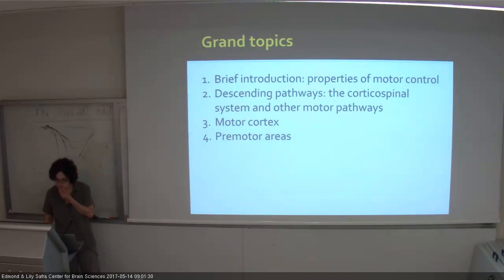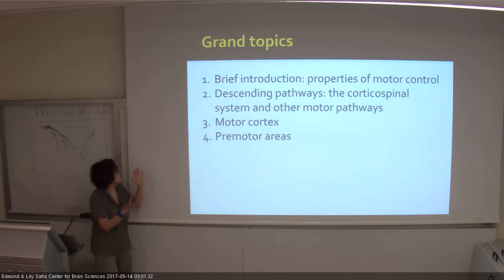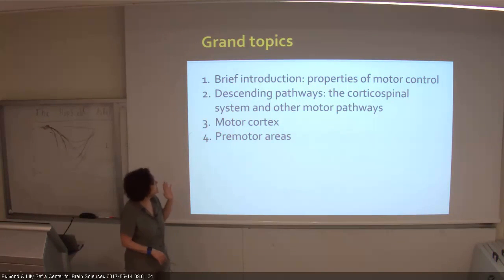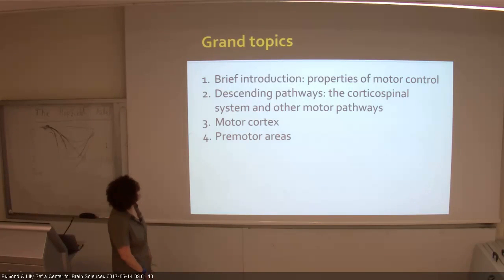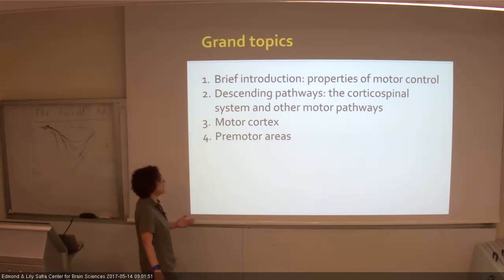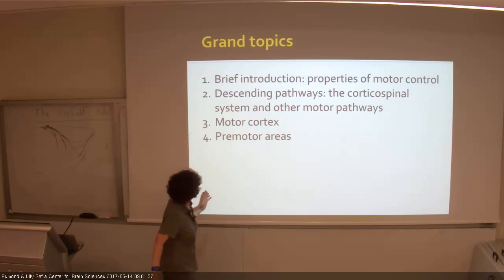So I'll start, this is what I'm going to talk about in general. I'll give a brief introduction about properties of motor control and conceptual models. Maybe today I'll start with descending pathways. I mean, hopefully today. It would be very sad if I won't. I'll talk about descending pathways, the corticospinal system, and other motor pathways. Then I'll talk about the motor cortex and premotor areas.